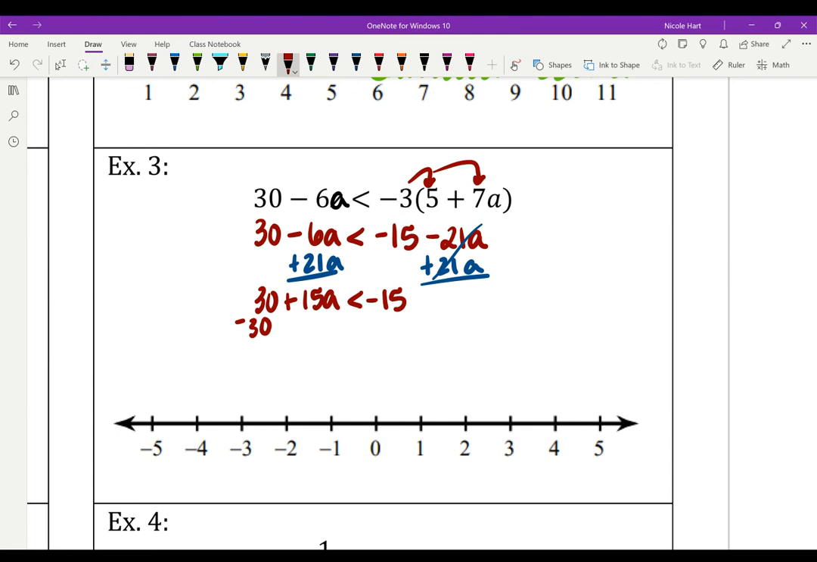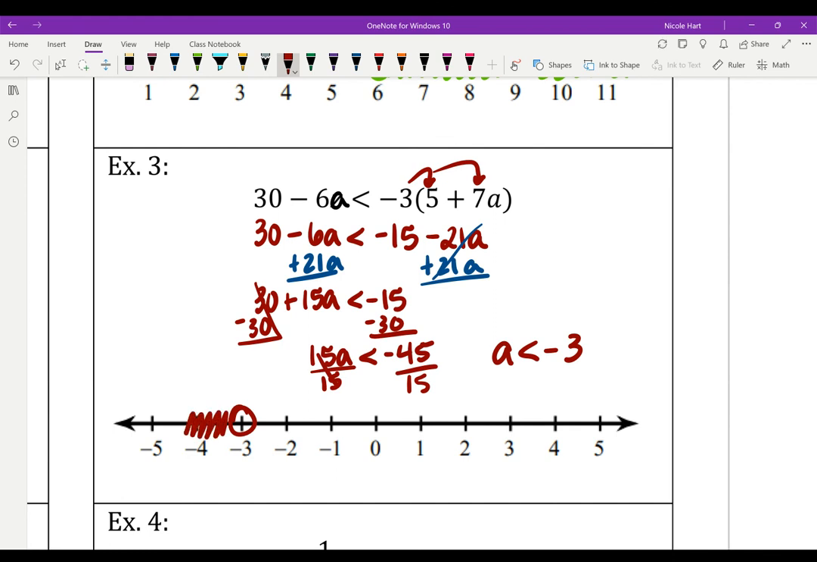I'm going to subtract 30, subtract 30. So we are left with 15a is less than negative 45. And when we divide by 15, divide by 15, a is less than negative 3. So that gives us an open circle at negative 3, and we color to the left.